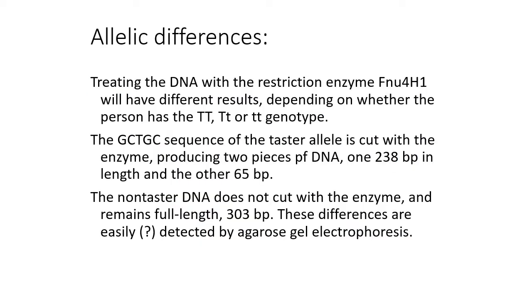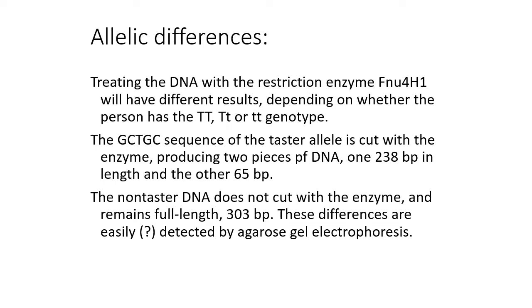Okay, so we're going to get different results depending on whether the person has a big T, big T, big T, little t, or little t, little t genotype. Remember, we're diploids. We've got two alleles of each gene. And you could have two taster alleles, one taster and one non-taster, or two non-taster. Now, the big T is dominant, so the big T, big T and the big T, little t people will be able to taste the PTC, whereas the little t, little t cannot.